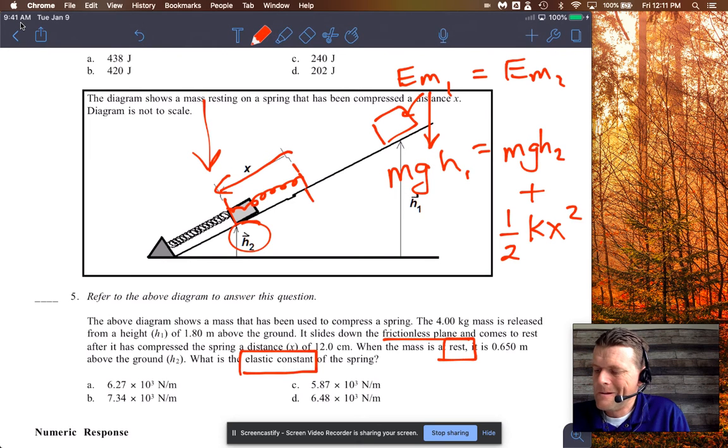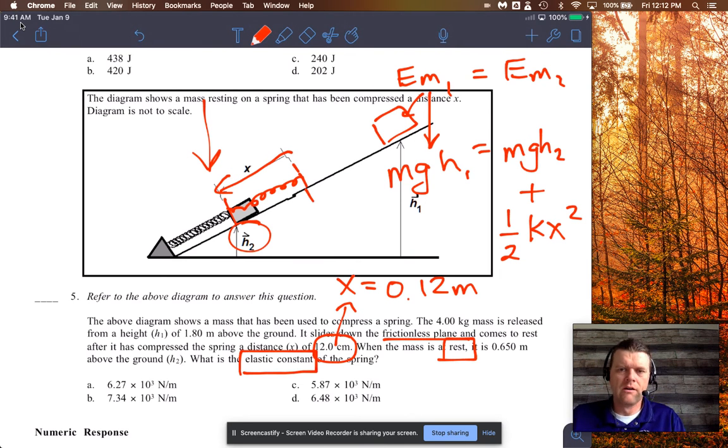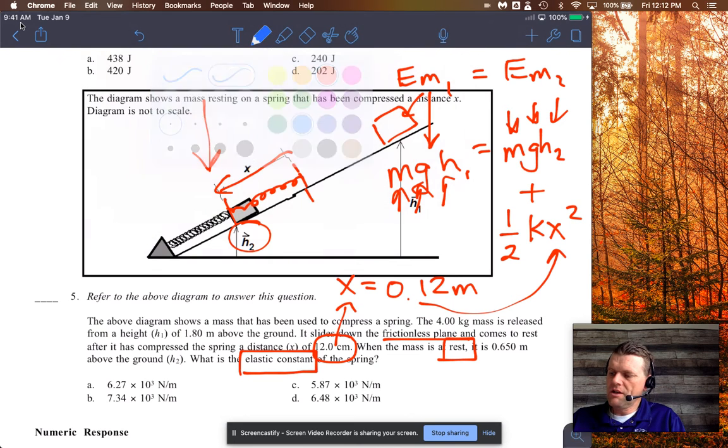Now, it does tell you what x is. And what you have to be careful of is that you get that into meters. So just watch that. That's a little sneaky there. But this x will go right here. You know the mass, you know gravity, and you know this height. So when you get this all set up, this is the only thing you don't know.